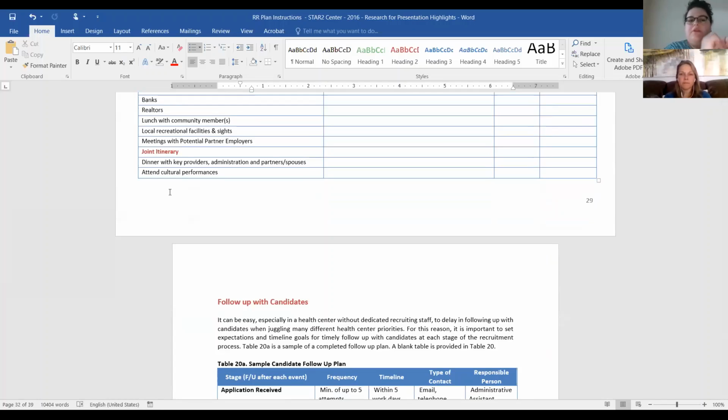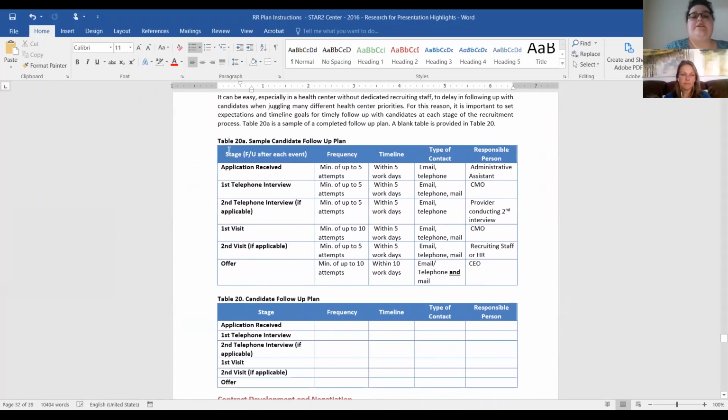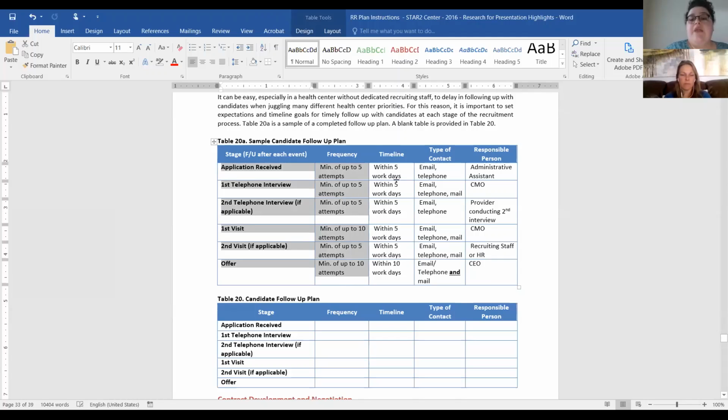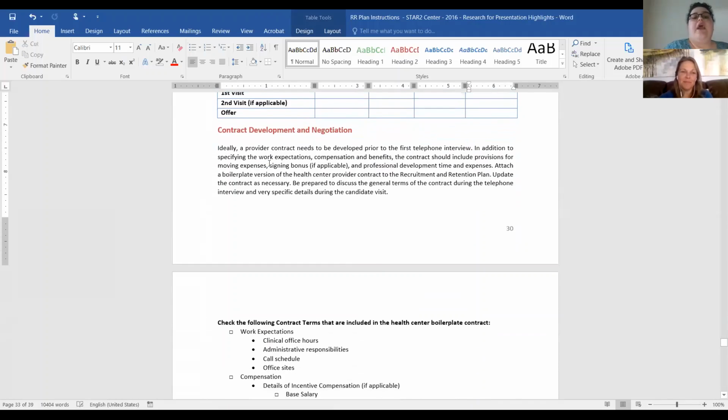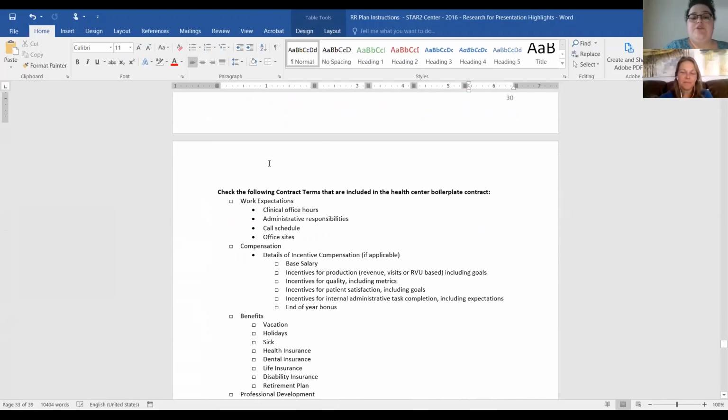This is a follow-up plan, because sometimes, if we don't follow up quickly enough, the candidate can say, okay, well, then maybe they're not interested. So we also lay out here how many attempts are the average of what you should have. What is the timeline? Who should be doing that? Again, make it as easy as possible. The follow-up plan that you have. So what is the first interview, the second phone interview, the visit? Take everything, use it together all the way till you get to the contract and negotiation.